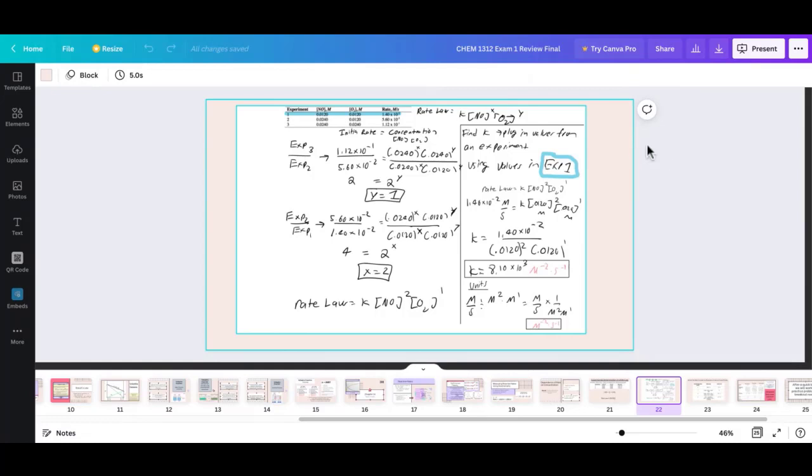So the rate law is equal to k times NO to the power of 2 times O2. So that's the rate law that we found. And so I just go ahead and plug in the variables. And when I solve for k, I get this value, and I get these units as well.